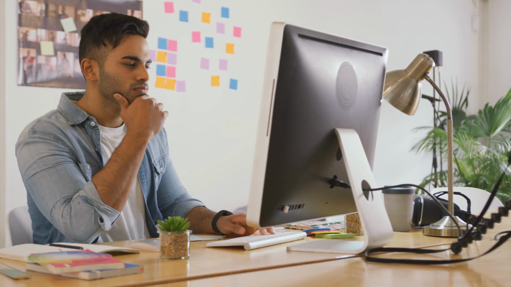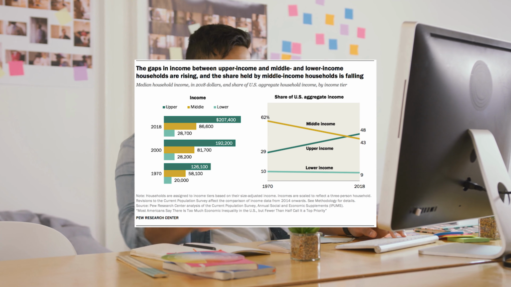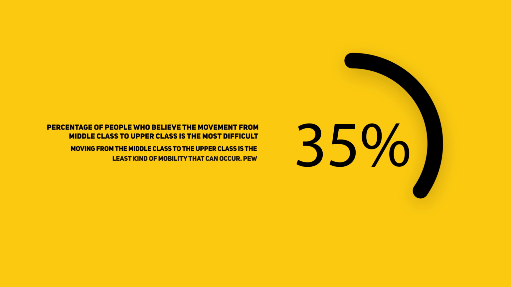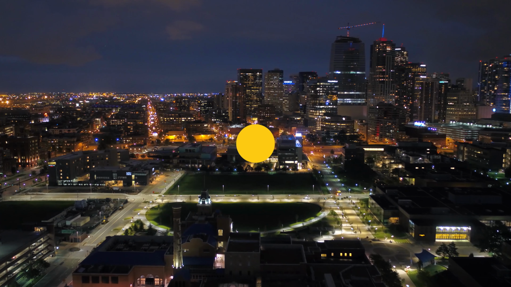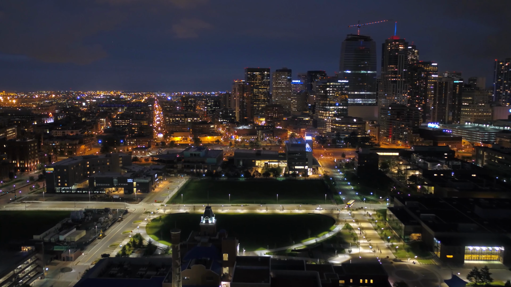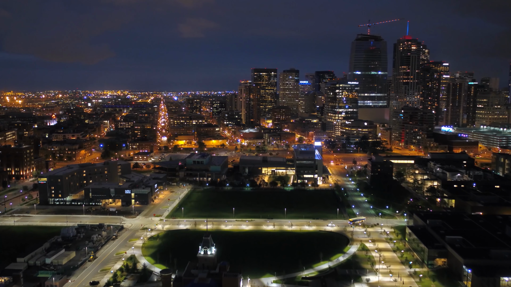The main contention in social mobility remains how easy is it to move from the middle class to the upper class when research shows that over the past 5 years, the wealth gap continues to grow at an alarming rate. And that's only continually justified by a survey done by Pew Research Center that shows over 40% of people believe that moving from middle class to the upper class is the least likely kind of social mobility that can occur.